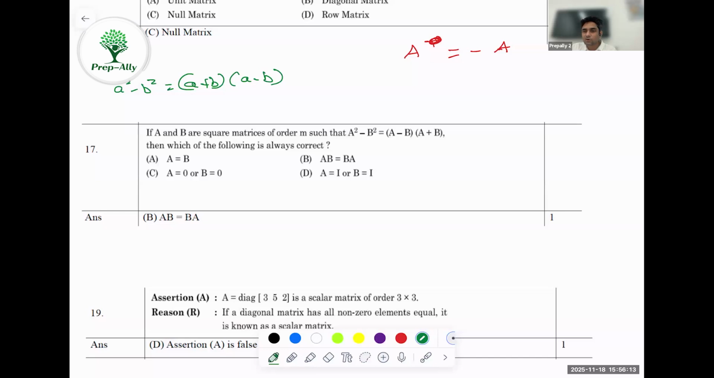But ideally, this is not true for matrices. Why? Because when you open it, what will you get? You'll get A square plus BA minus AB minus B square. Now, in normal algebra, AB and BA are the same, but not in the case of matrices. So this is equal to this only when AB and BA cancel out in matrices. That's why we can take option B directly and we are good to go.